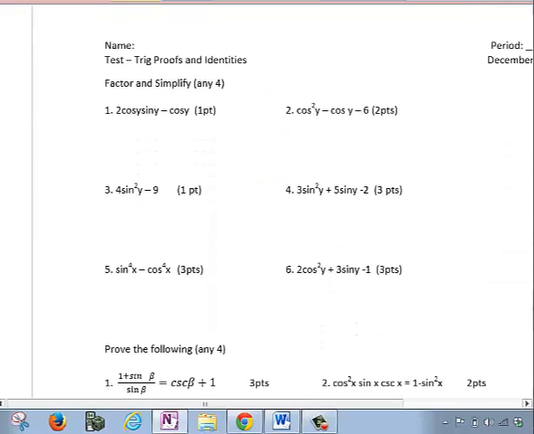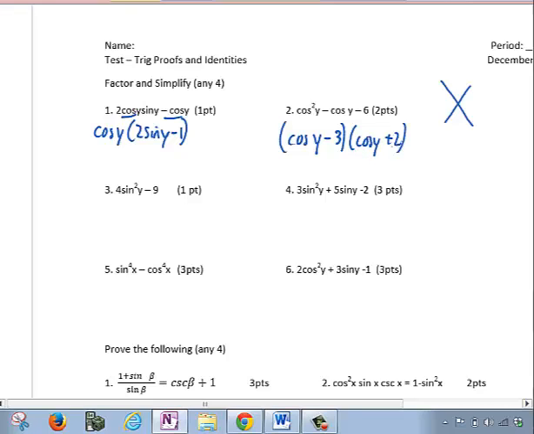Moving along, factor and simplify. Well, if there are two terms, take out the greatest common factor. So I just take cosine of y out in front. On the next one, this is just using x method factoring. Well, it's a simple factoring too. Cosine of y minus 3, cosine of y plus 2. On the next one, this is difference of squares.